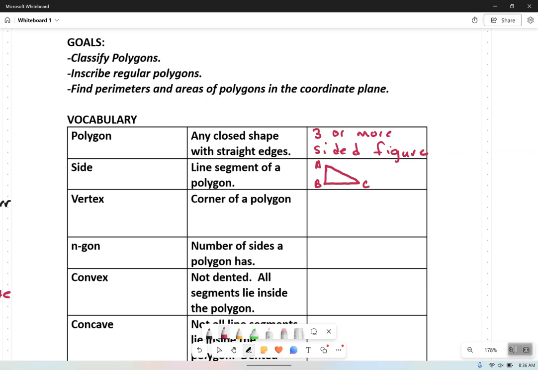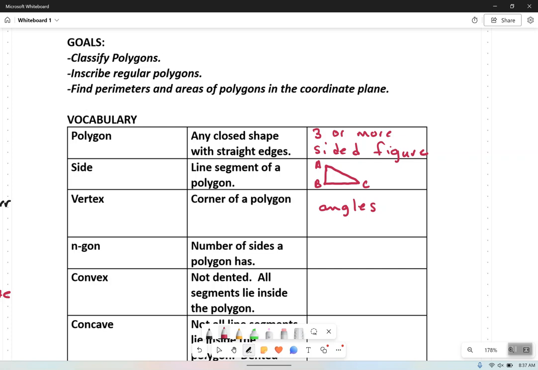Okay, guys, the vertex is always any corner of a polygon. I always tell kids it's the angles. Doesn't a corner kind of form an angle all the time, kids? Would you agree with that?